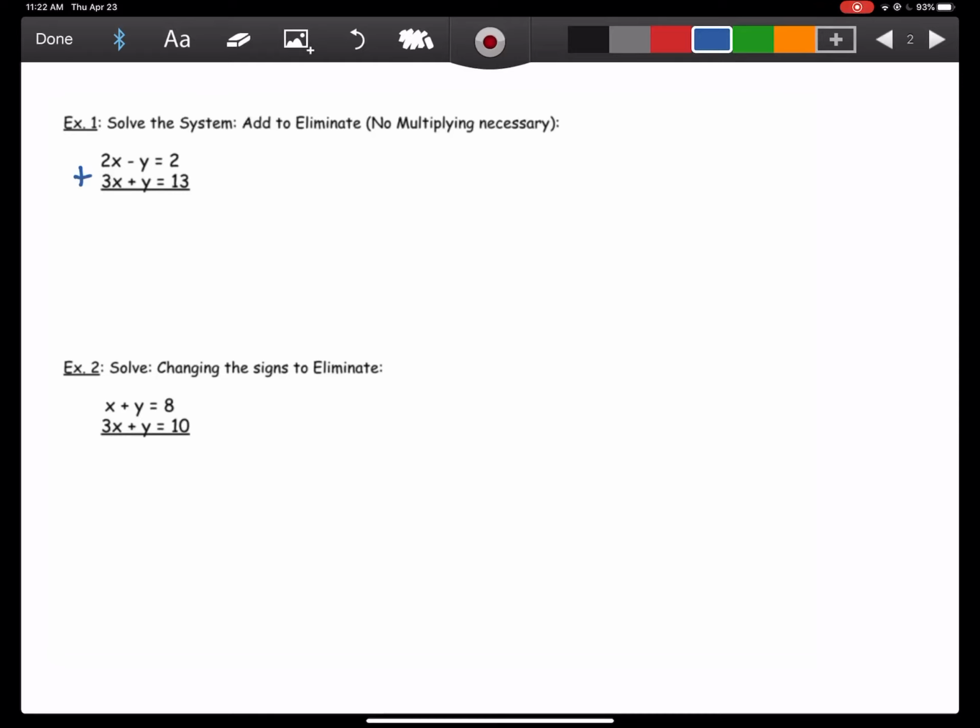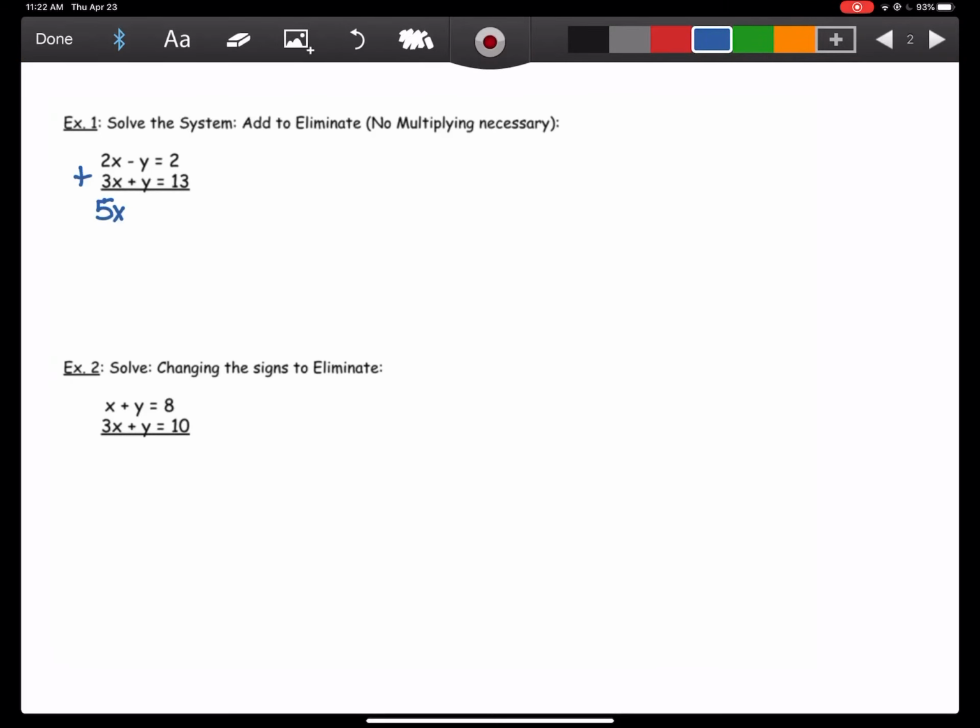So notice how my x terms are lined up with my x terms, my y terms are lined up with my y terms, equals are lined up with equals, and constants are lined up with constants. Okay? Very important with the elimination method. So 2x plus 3x makes 5x.